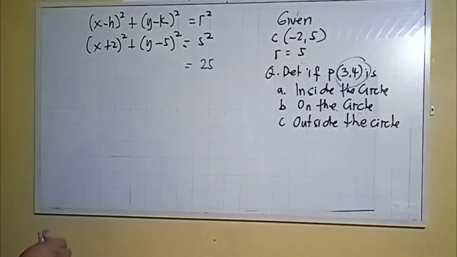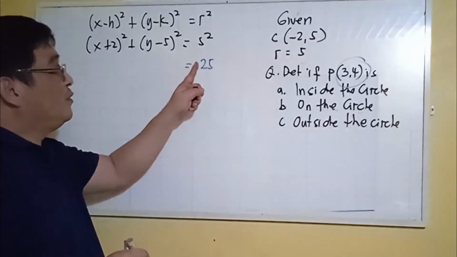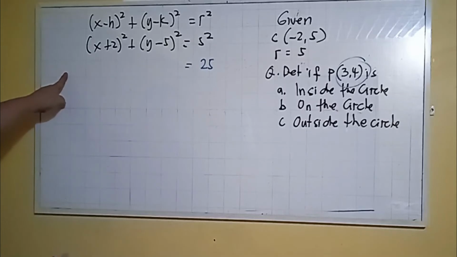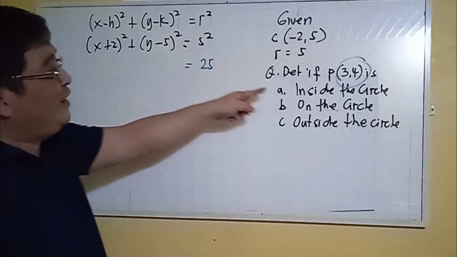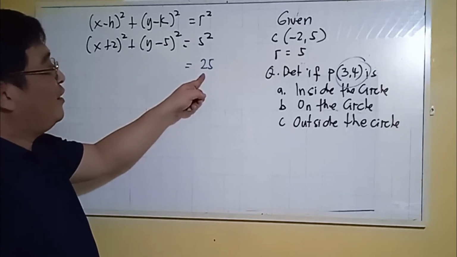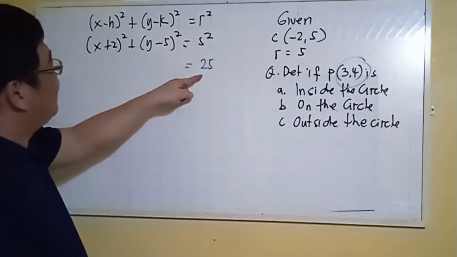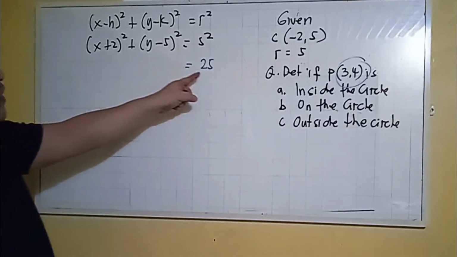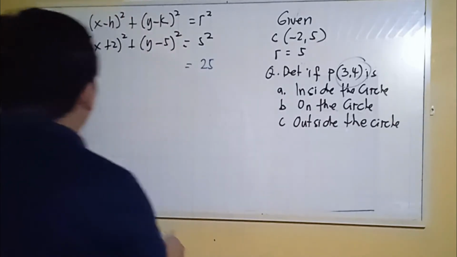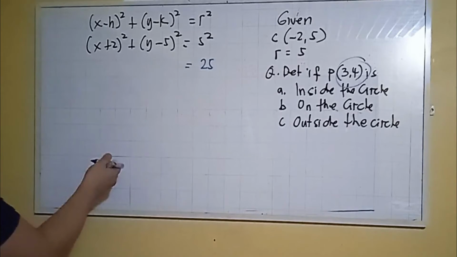So yung pinaka-concept natin dito, kung yung R square is equals to 25, if it is below 25, yung makukuha natin value dito sa left side of the equation, inside the circle. Pagka naman parehong-pareho siya, 25, ibig sabihin on the circle. Lastly, pagka naman sa bandang left side of the equation is greater than 25, ang sagot natin is outside the circle. Okay, substitute na natin yung value na point natin na to, (3, 4).